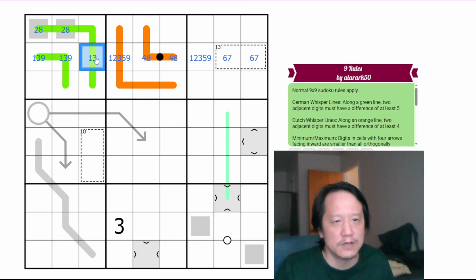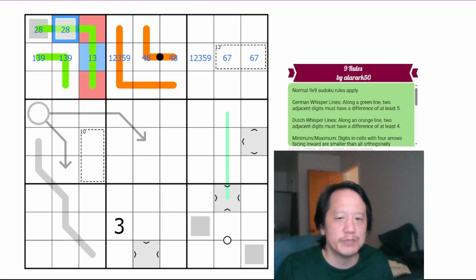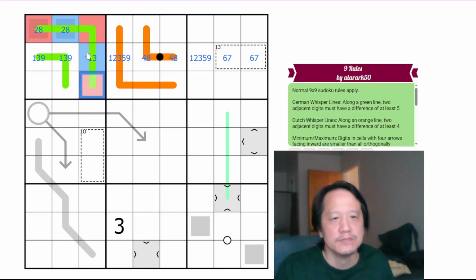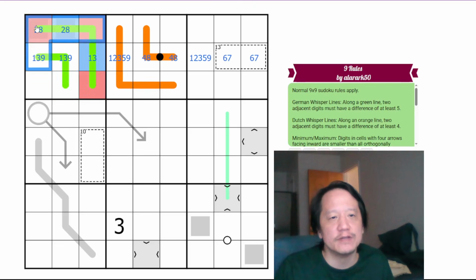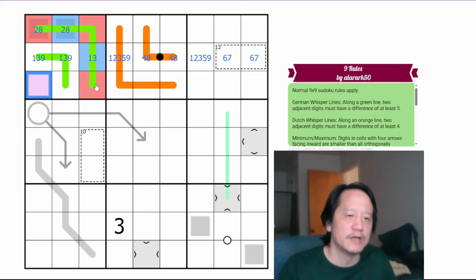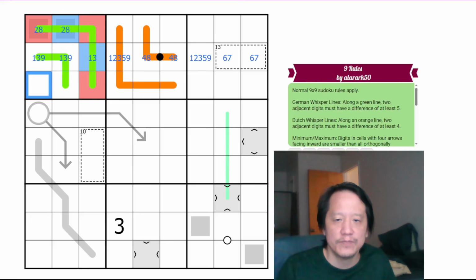Therefore, this is a low digit, which is next to high digits on the Whisper 5 line, which must be next to a low digit, which is next to a high digit. So 9 is one of these. And another thing: where is 5 in this upper left-hand box? All the digits are on Whisper 5 lines except for one cell, so the 5 has to be in that cell. So this is 5 here.